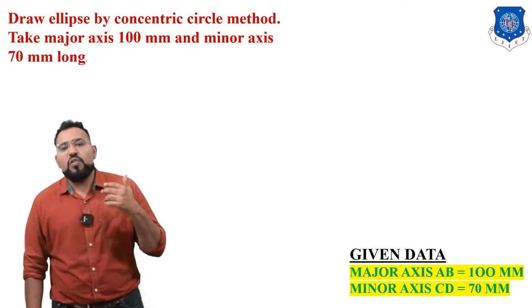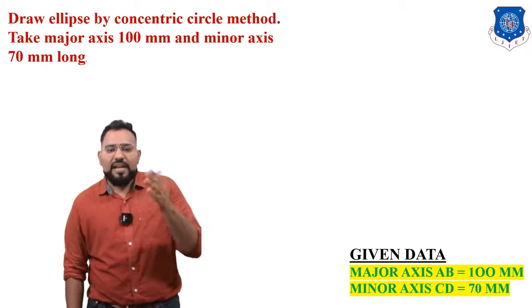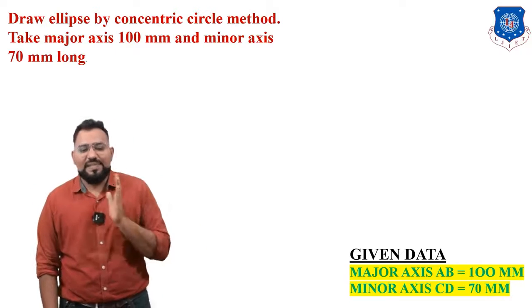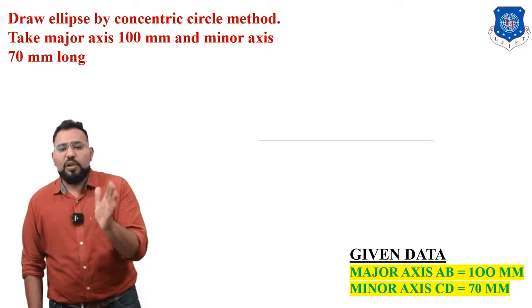Whenever you have to draw an ellipse by the concentric circle method, you will have some data like this. You have the major axis 100 mm and the minor axis 70 mm long. So first draw a horizontal line, which is the major axis, equal to 100 mm.